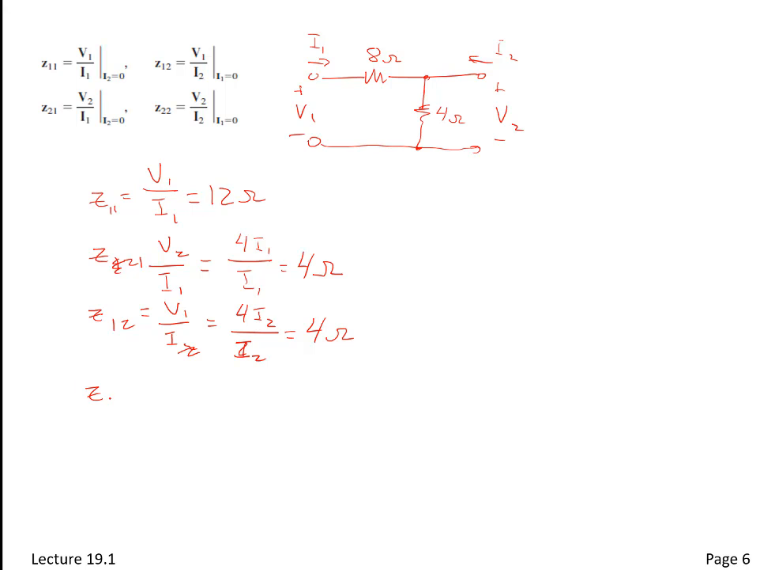All right, and the final one, Z22, is equal to what? We're going to leave I1 open circuited, and we're going to be solving for V2 over I2. And that also is going to be 4 times I2 over I2, equal to 4 ohms also. Okay, so this is a way of characterizing a simple voltage divider network as a two-port network.